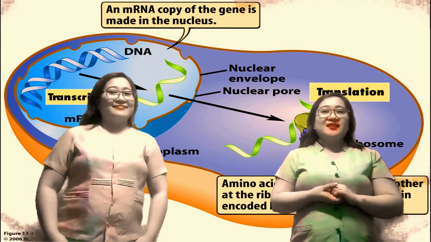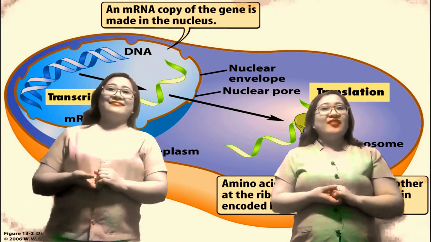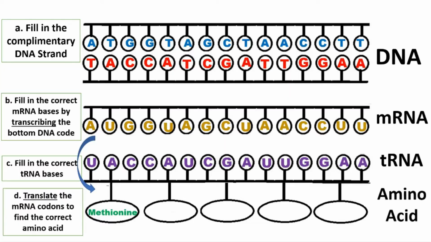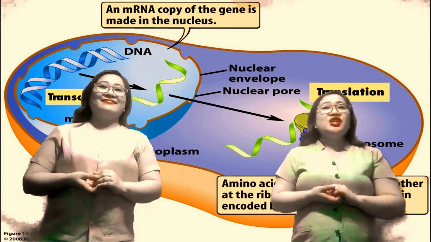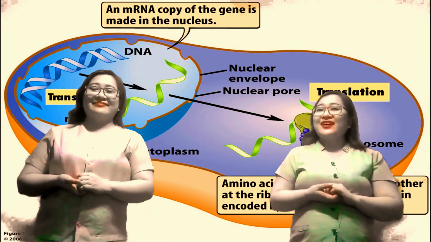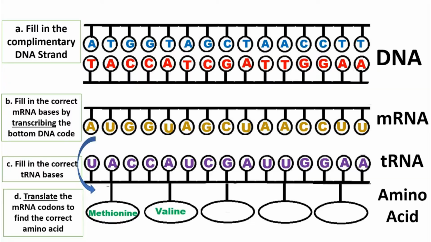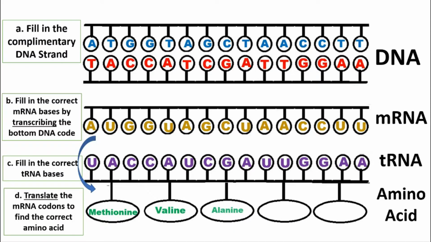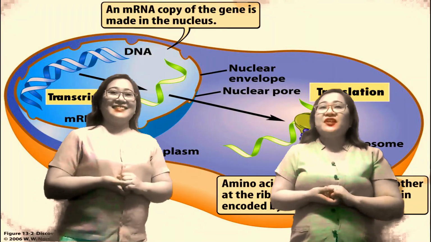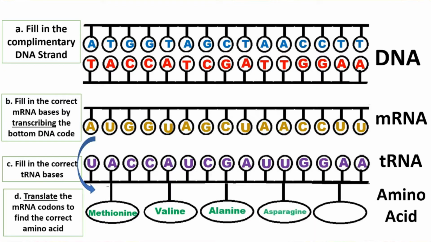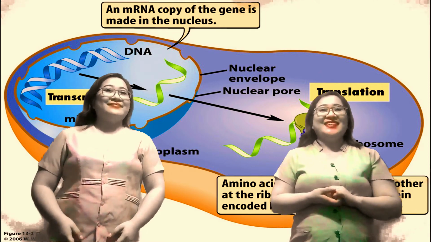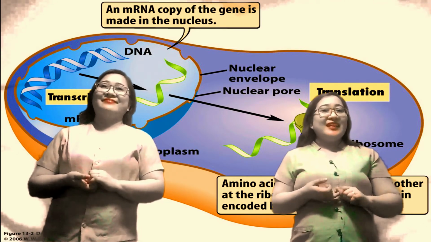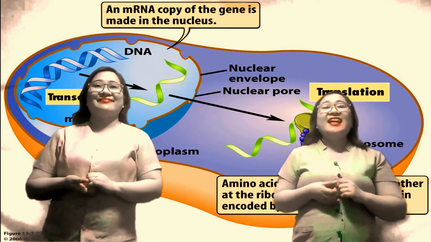So here, the first letter is A, the second letter is U, and the third letter is G, and that is methionine. G, U, and A is valine. G, C, and U is alanine. A, A, C is asparagine, and C, U, A is leucine. So the amino acids here are methionine, valine, alanine, asparagine, and leucine.